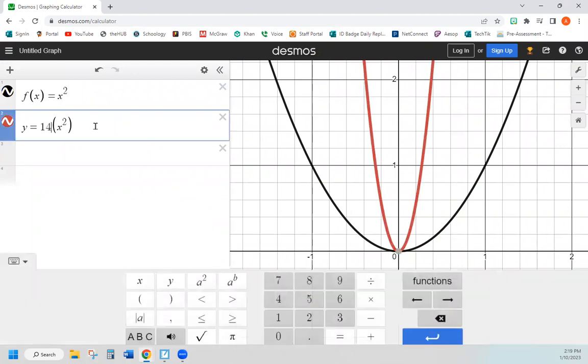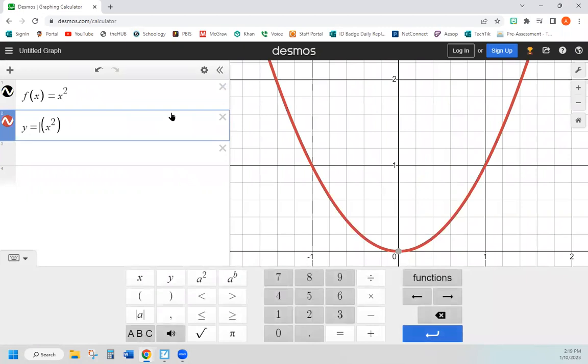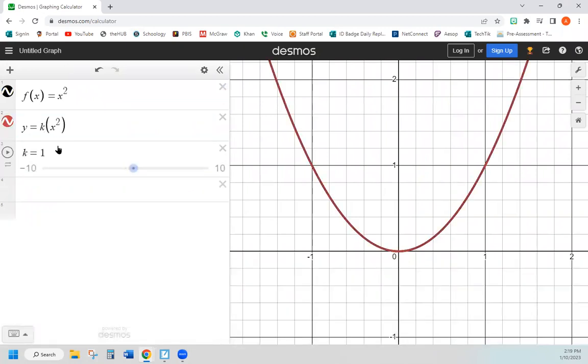We're stretching it. Now, something that I can do is delete this 14 and put the letter K so you guys can see it as it is in the slideshow. I created it as a slider. Desmos asked me if I want to do a slider, so yes. So you can see what's going to happen with my parent graph as I multiply it with a number that's greater and greater each time. It becomes more and more vertically stretched.